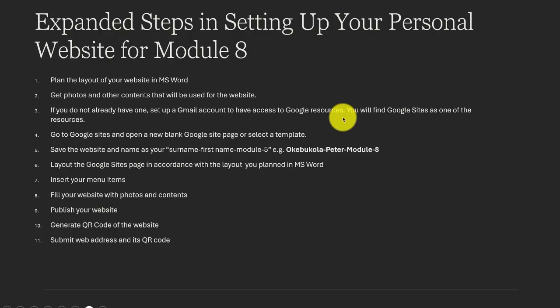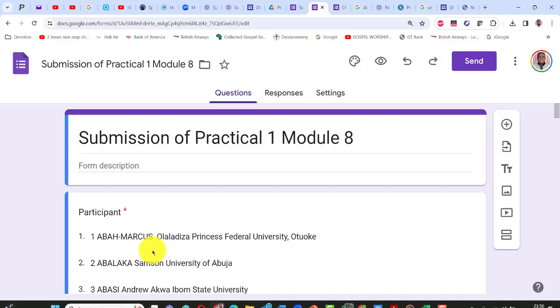We set up a Gmail account. I already have one. If you have a Google account, we went to Google Sites, and then we opened a blank Google site page, and then we saved the site as my surname, that's Okebukola Peter Module 8. We laid out the pages, we set our menu items, we filled in the content. We generated the QR code of the website and submitted the web address and its QR code. That's the last thing I'd like to show to you before I sign off.